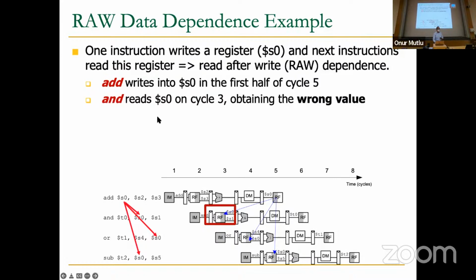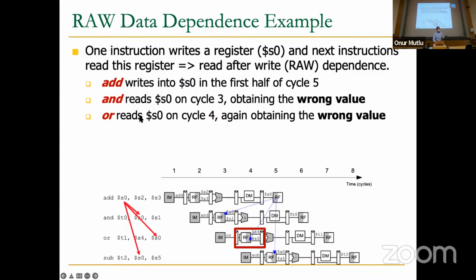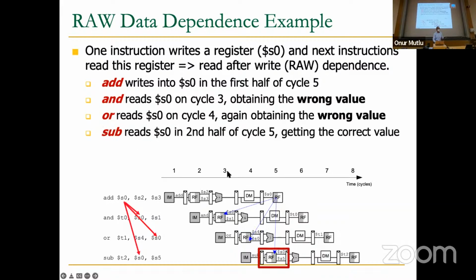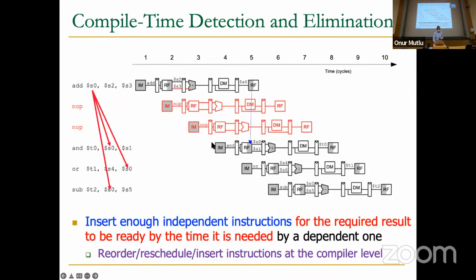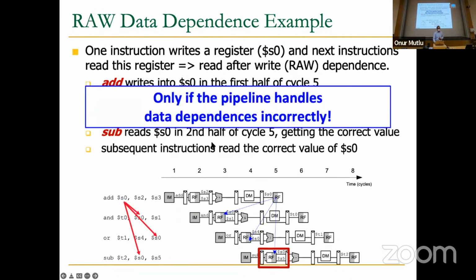If you don't do the right thing, you will get the wrong value, because it reads S0 on cycle 4. Subtract, because of our assumption, actually got the correct value over here. But we want all of them to get the correct value. So how do we do that? This is true only if the pipeline handles data dependence incorrectly.